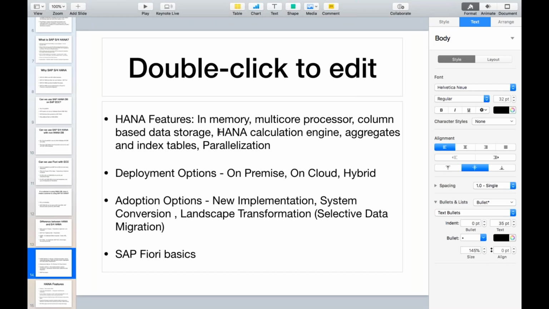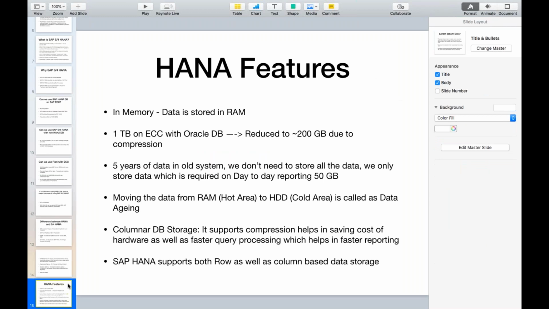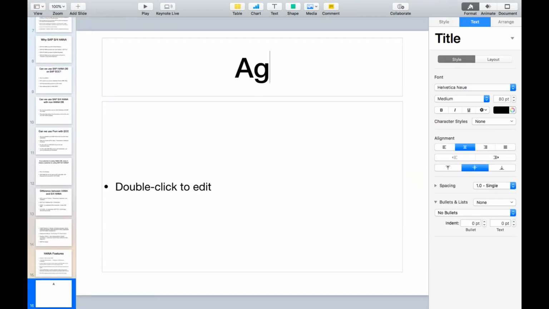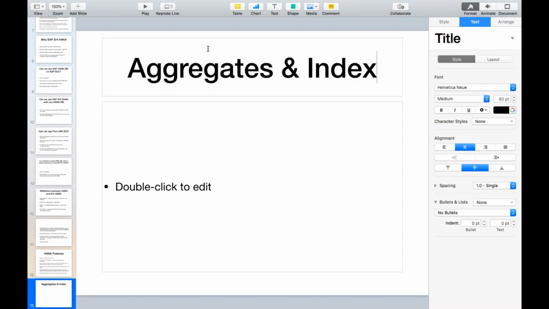Apart from this, the HANA calculation engine and the index and aggregate tables, we will try to understand now. Before I tell you what is a calculation engine, I think yesterday someone gave me the example of aggregates. Can you tell me what you mean by aggregates? It's nothing but totals. Aggregate is totals, right? Yes. Aggregates and index. I'll just write aggregates.